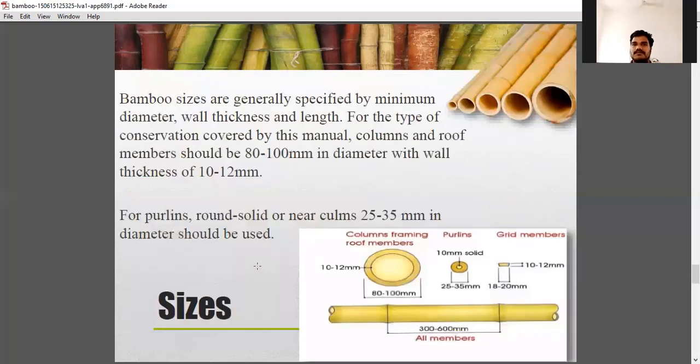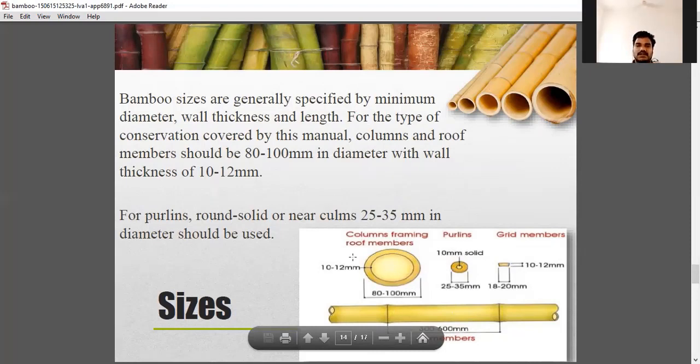Okay, here you can see the different sizes of the bamboo, 80 to 100 mm and 10 to 12 thickness, and purlins, solid members, and grid members. Here you can see the cross section from here to here. You can see all the specifications and sizes of the bamboo in this slide. Have a look for a second.